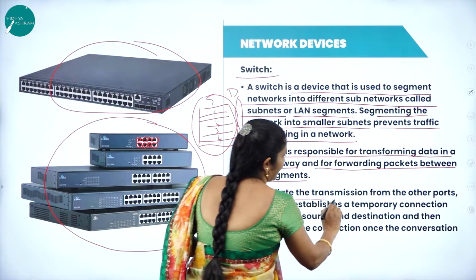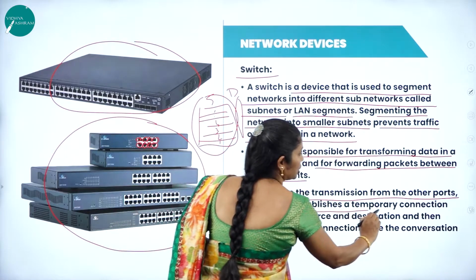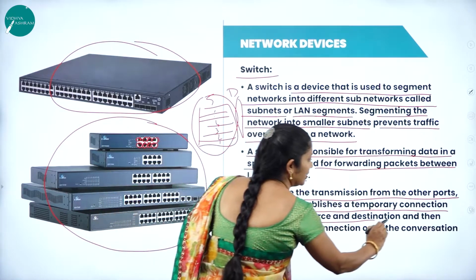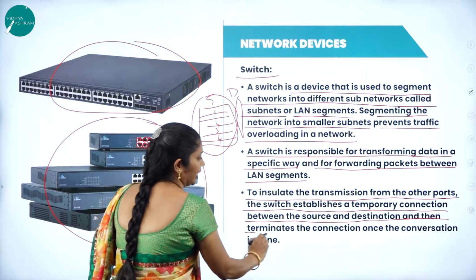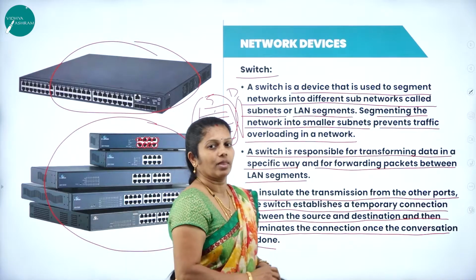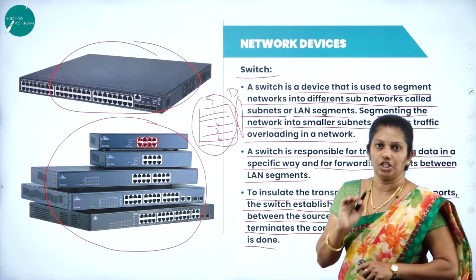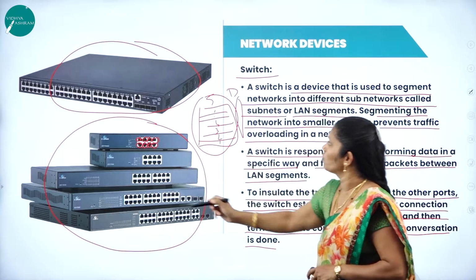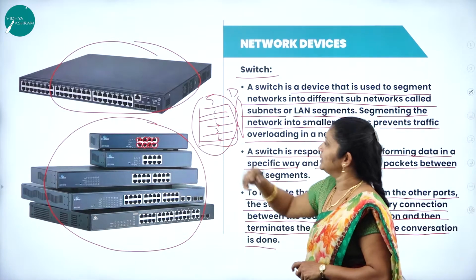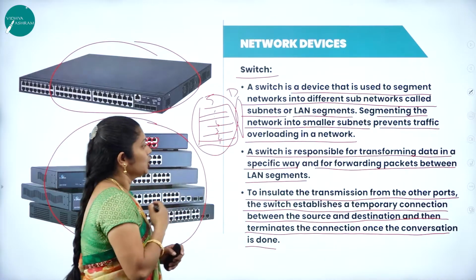To insulate the transmission from the other ports, the switch establishes a temporary connection between the source and destination, and then terminates the connection once the conversation is done. It helps to transfer the data to all the subsystems which are connected to it. That means with the help of a switch only, we can get the network here. This switch itself will also control the traffic. These are the things regarding the switch.